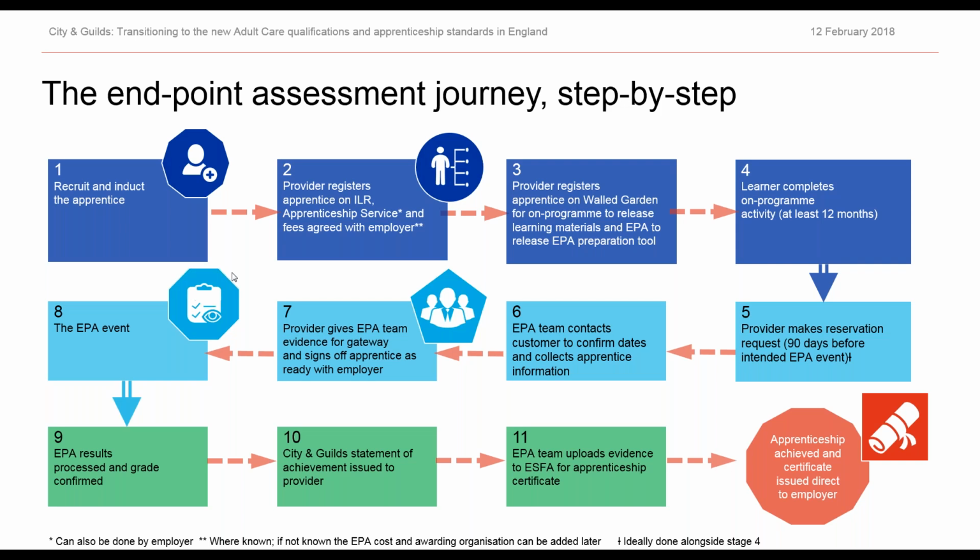Once the learners achieve that and have gone through the gateway, you would then contact City and Guilds as your endpoint assessment provider. And thereafter, you would then be in a relationship with our endpoint assessment team, who will liaise with you to ensure that we can arrange the endpoint assessment to suit you, your employer, and your learner. After the event, we process the results. We would issue a City and Guilds statement of achievement, but then we would also upload the results onto the ESFA database for the apprentice to receive the apprenticeship completion certificate.